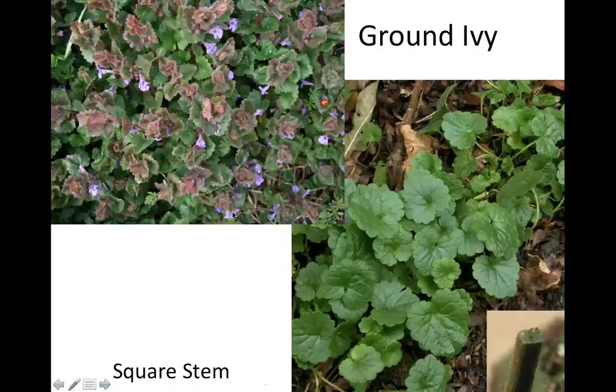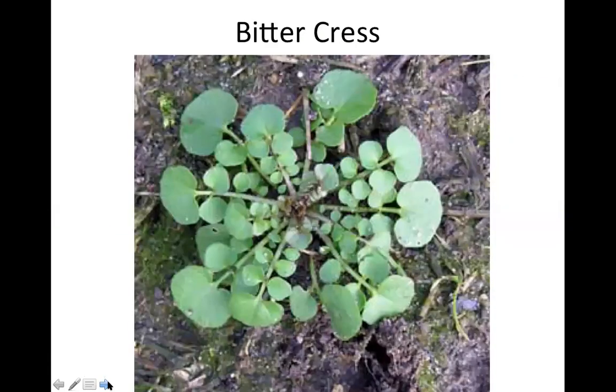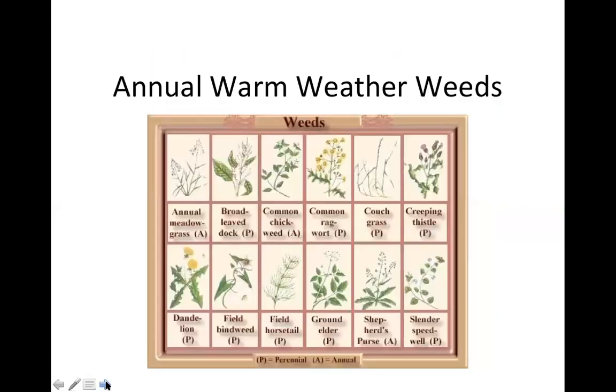Ground ivy, easy to pull. Pretty, square stem, so it's in the mint family. Bitter cress, again, it's easy to pull. You've got big tap roots. Anything that's got a tap root, make sure you actually get the whole tap root out, or if you leave a little section, it's just going to regrow itself.